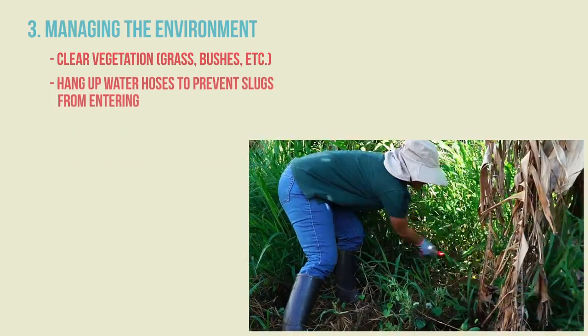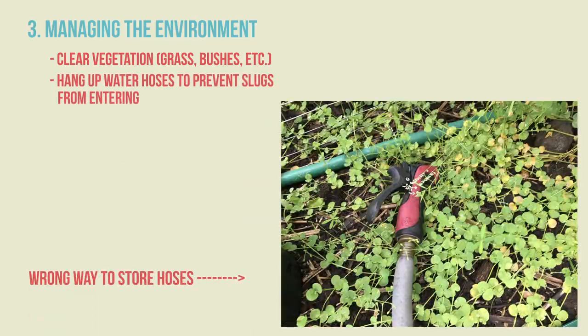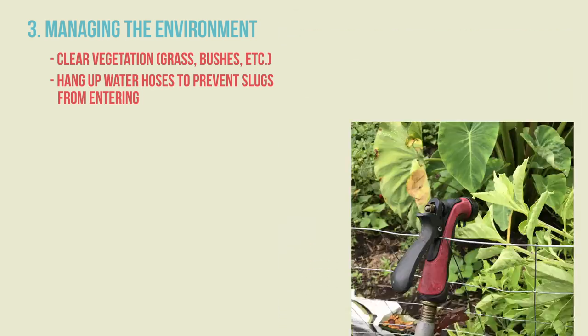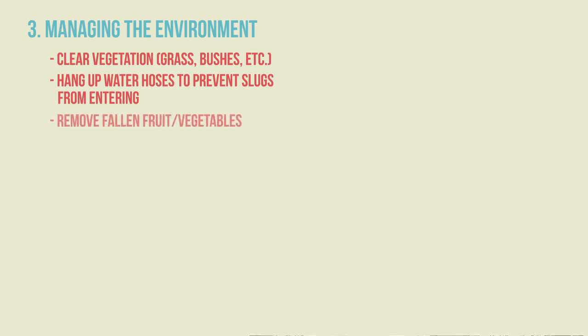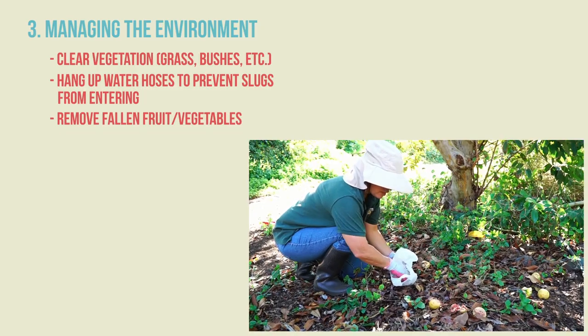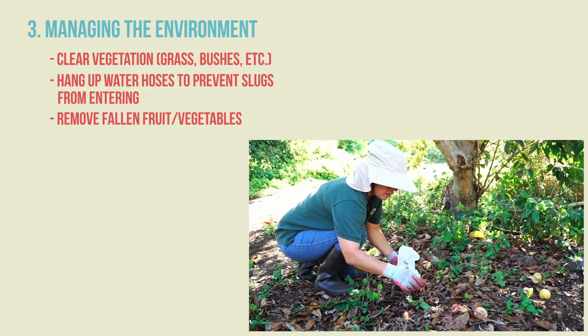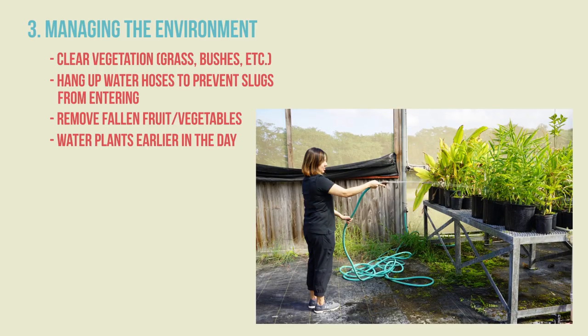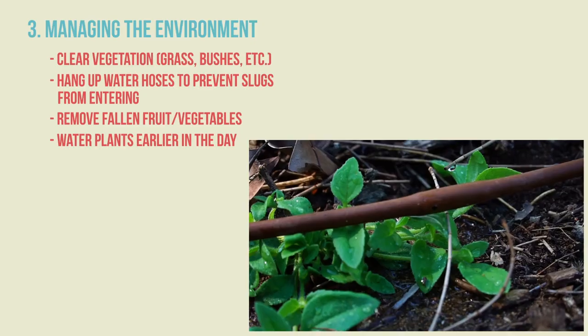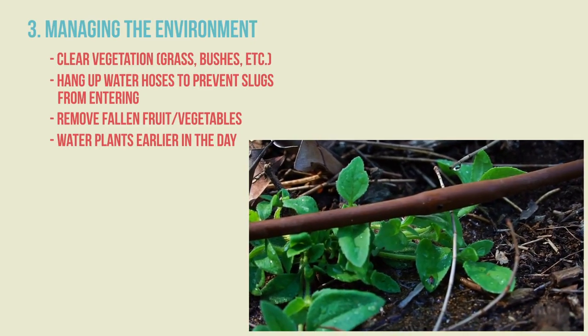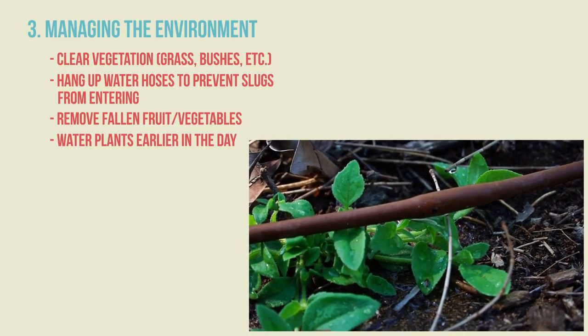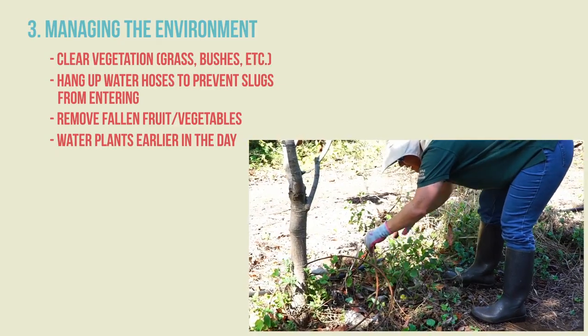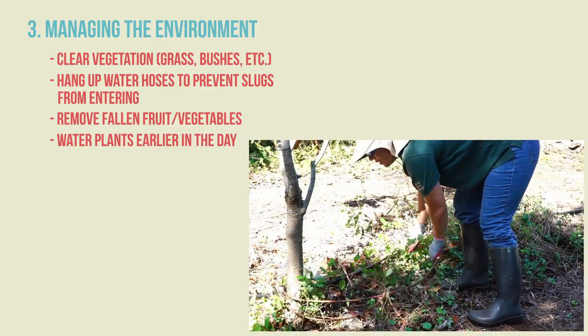Slugs and snails can crawl into hoses laying on the ground. Make sure to hang up the hose to prevent slugs and snails from entering. Remove fallen or rotten fruit and vegetables to reduce food sources for slugs and snails. As a preventive strategy, it's better to water earlier in the day to allow for water to evaporate and the ground to dry out. Consider using drip irrigation, which applies water directly to individual plants rather than the area surrounding the plants. This uses less water and creates a less desirable environment for slugs and snails.